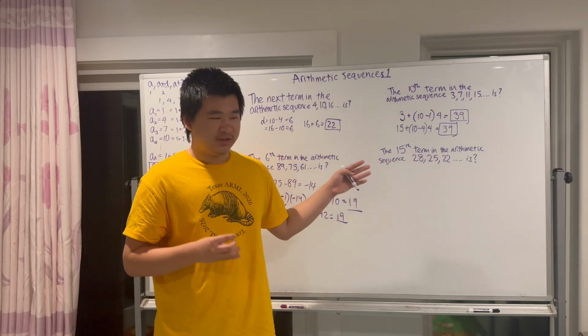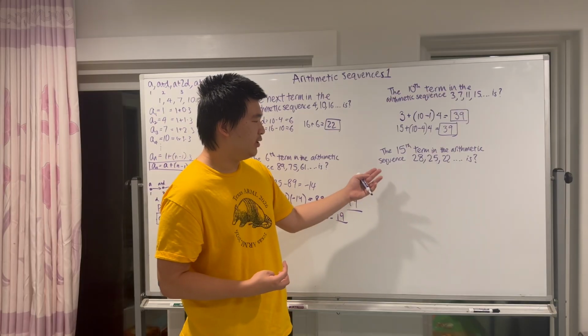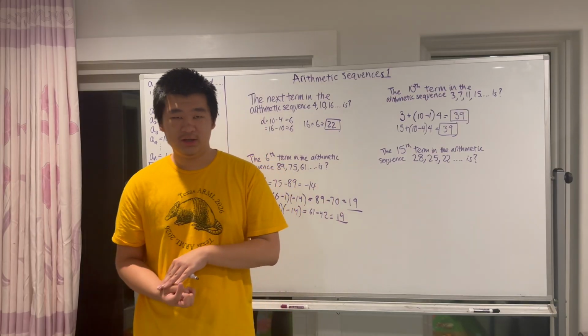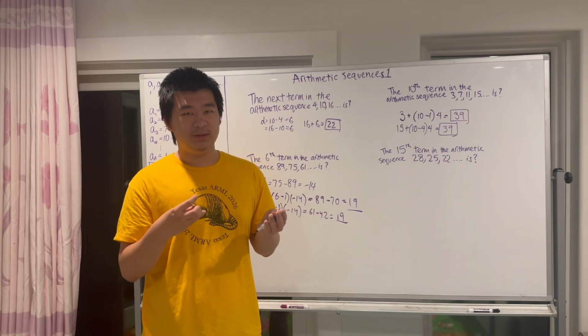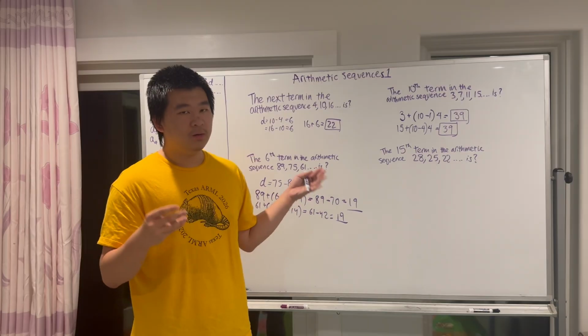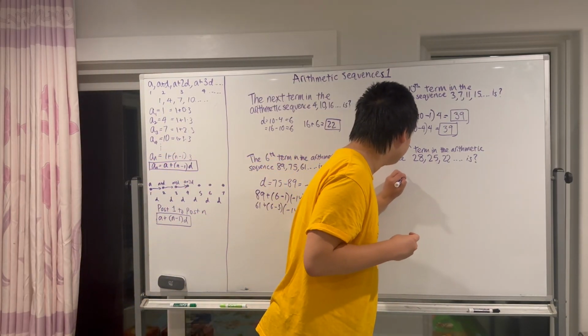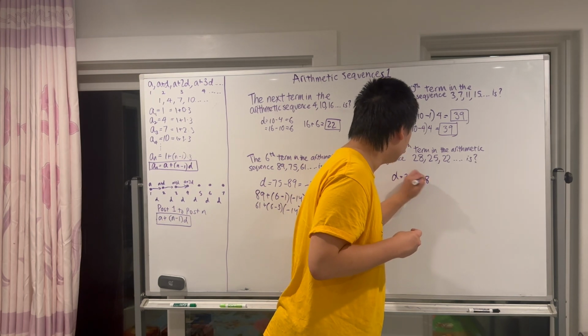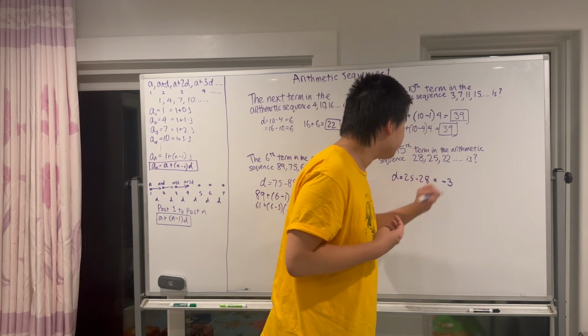Last question, it's not going to be much harder than the rest. The 15th term in the arithmetic sequence 28, 25, 22, is... So this is another decreasing arithmetic sequence, so all that means is simply that the common difference, d, is negative. So first of all, what is d? Well, d is 25 minus 28, or 22 minus 25, whatever you want, but it equals negative 3.